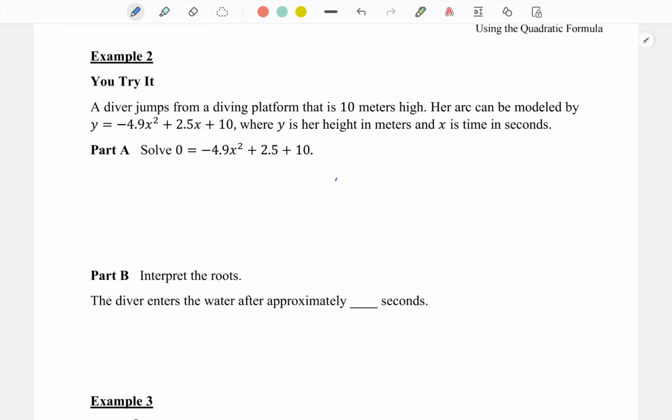Okay, so we are going to first of all plug into our formula. So we have a negative b, so we have negative 2.5, and then plus or minus the square root of b squared, so that's 2.5 squared, minus 4 times negative 4.9 times c, which is 10, all over 2 times negative 4.9.